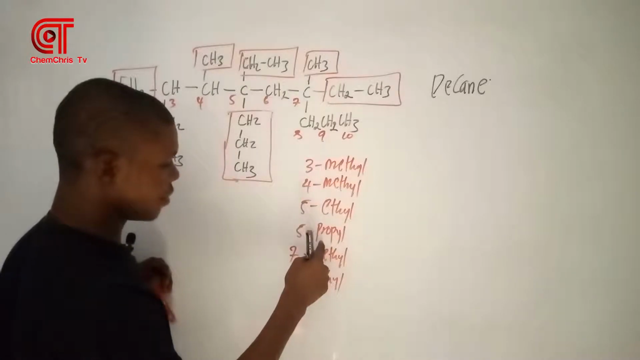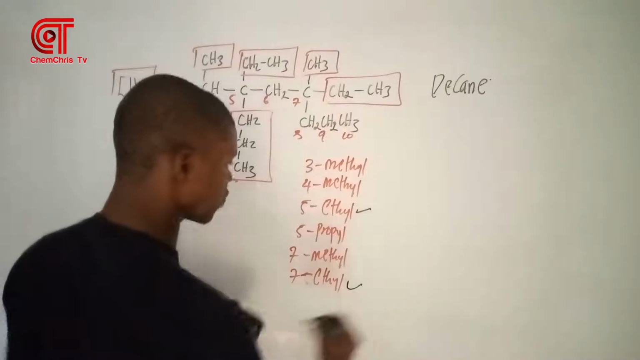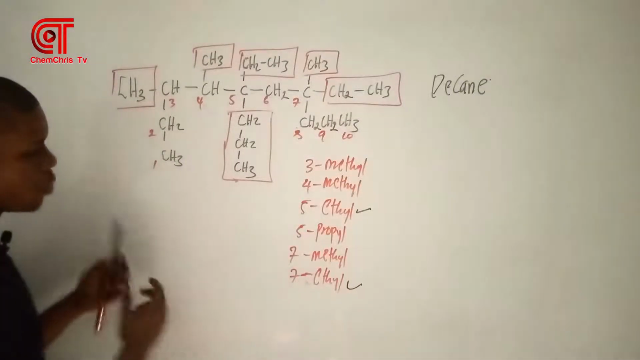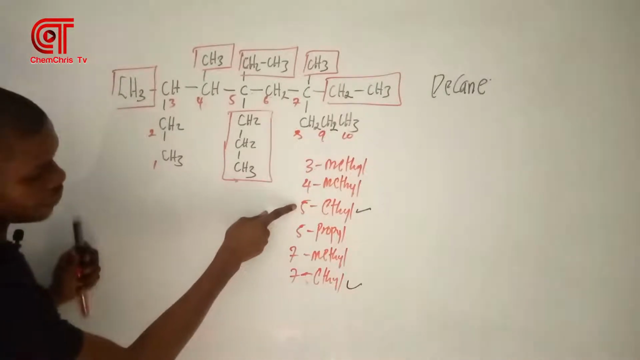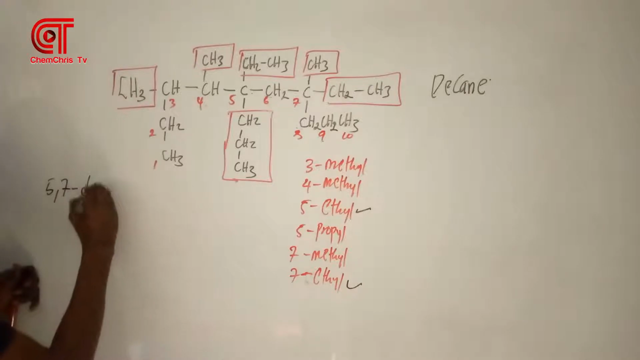E comes before M, M before P, right? So if you look at the E, we have 2 substituents. Let's go again. Ethyl occurs multiple times, and the positions are 5 and 7. So it will be 5, 7 diethyl.